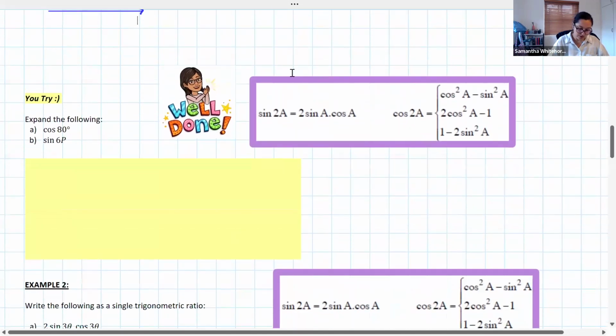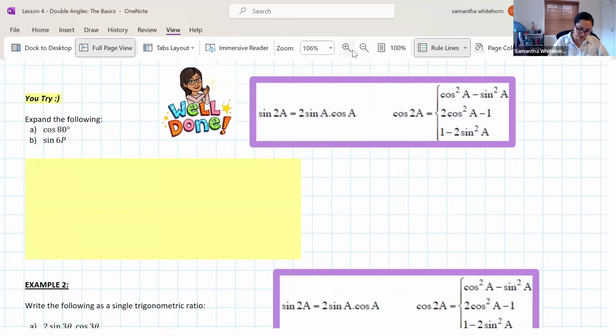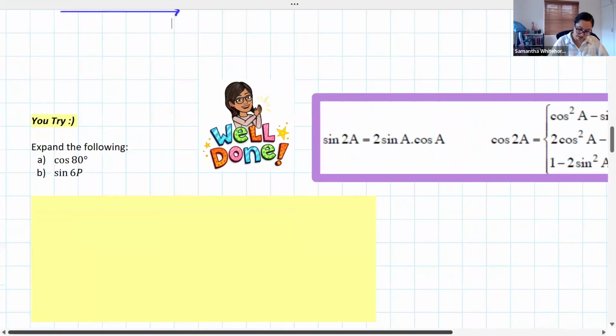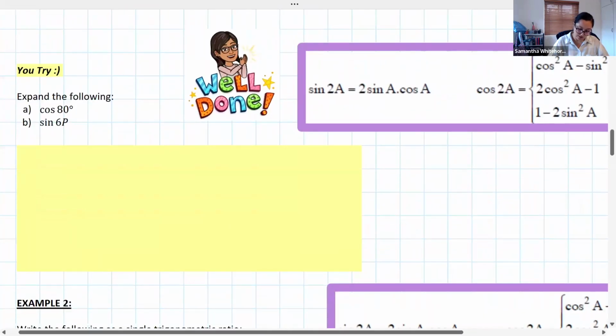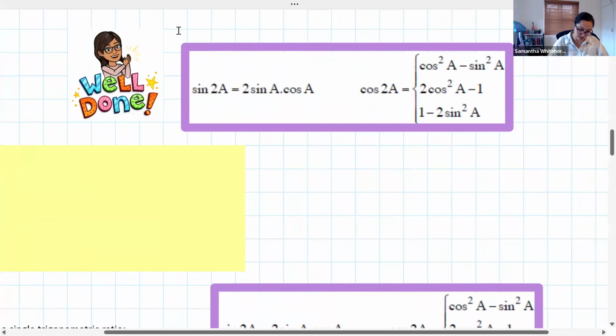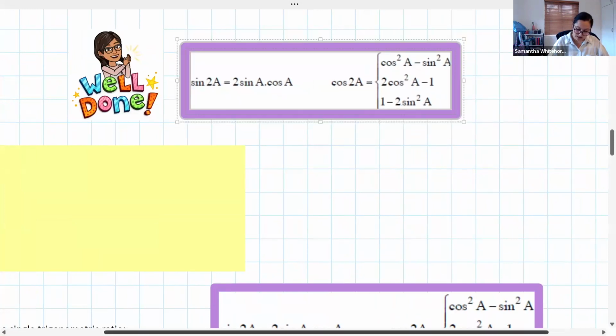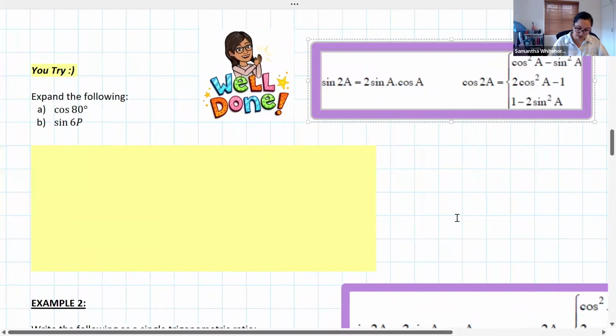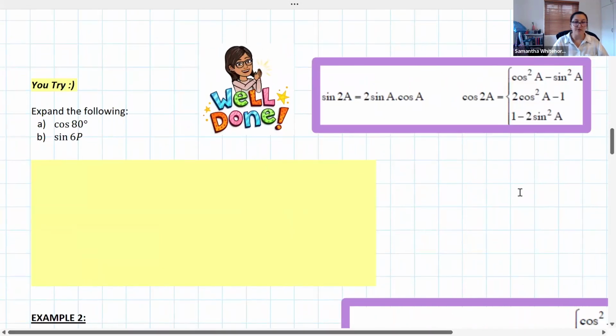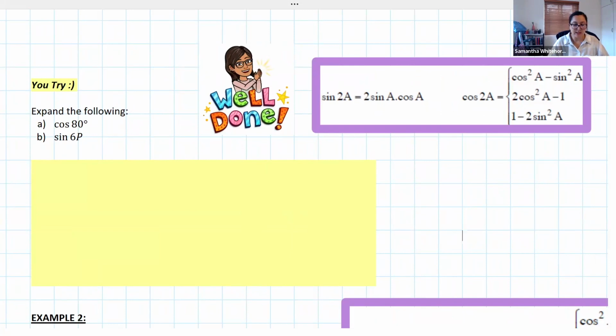So what I want you guys to try is these two questions over here. I'm just going to make this situation over here a touch smaller so that it fits. So you are wanting to expand cos of 80 degrees and sine of 6p. So let's give those two a try. Just expand, use the identities that you've got there in the purple block. Let's see what we get. Remember, ask questions if you have any.